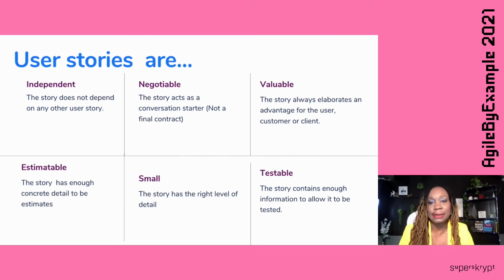And then it must be testable. So you have to be able to test it. If you've written a user story that cannot be tested, then how can you validate it's meeting the acceptance criteria, right? So you have to be able to get acceptance criteria out of it that you can test. So that's the INVEST: independent, negotiable, valuable, estimatable, small, and testable, which I'm sure most of you would have met.